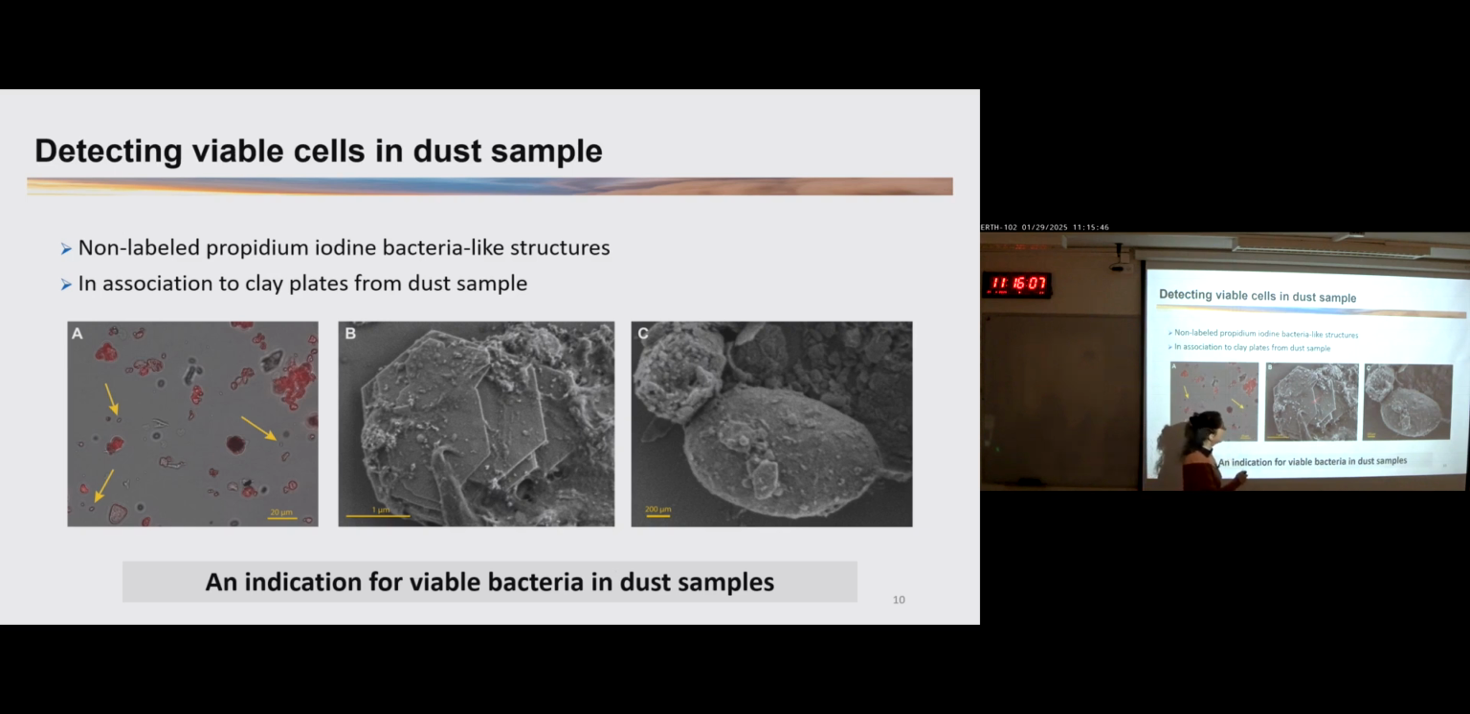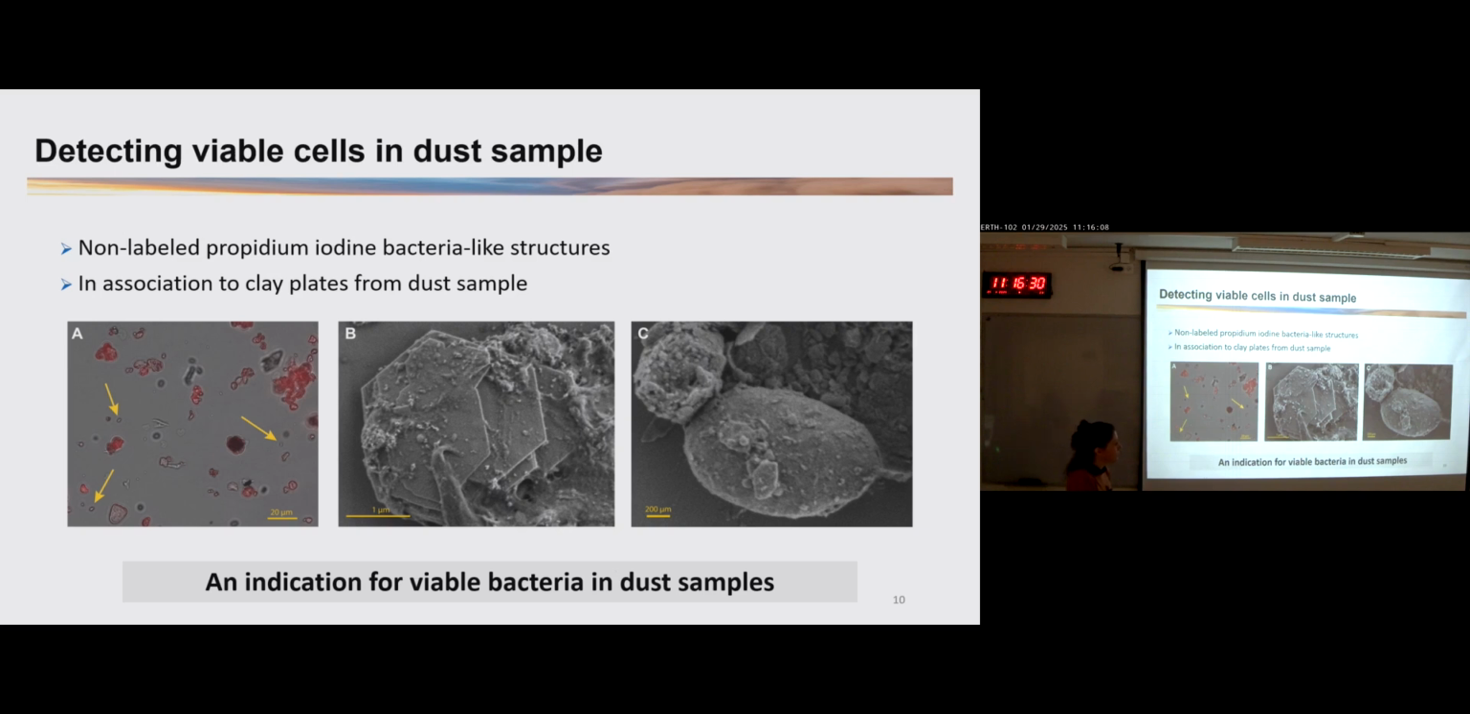You see these clay minerals in the dust. You see some remains of organics, and you see shapes of bacteria-like forms. So this is really a good indication to try and understand. We have bacterial cells in this dust.